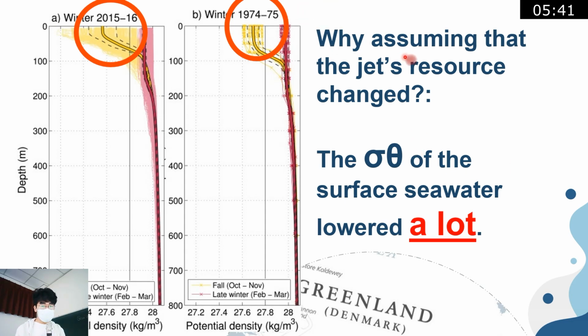And why do we assume that the jet's source changed? Because the potential density of the surface seawater lowered a lot, because we can see from here and here. The yellow line is closer to zero.